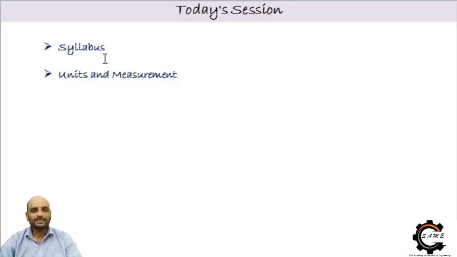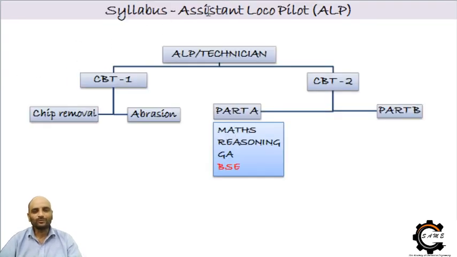Today's session, we'll look into the syllabus and units and measurements. What will the syllabus be? ALP means assistant loco pilot, which is one of the exams conducted by railway. In this ALP technician exam, there are CBT1 and CBT2.